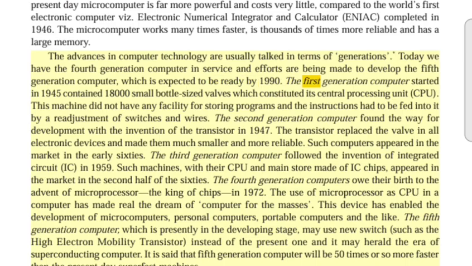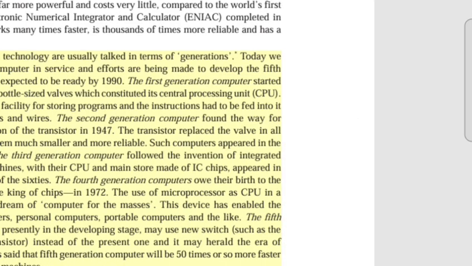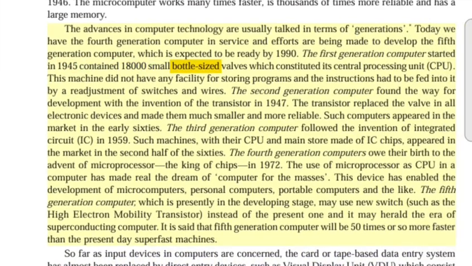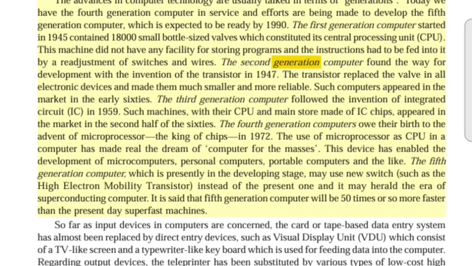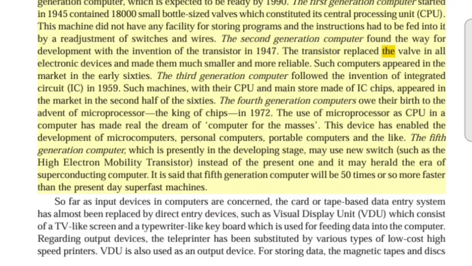The first generation computer started in 1945 contained 18,000 small bottle-sized valves which constituted its central processing unit, CPU. This machine did not have any facility for storing programs and the instructions had to be fed into it by a readjustment of switches and wires. The second generation computer found the way for development with the invention of the transistor in 1947. The transistor replaced the valve in all electronic devices and made them much smaller and more reliable. Such computers appeared in the market in the early 60s.